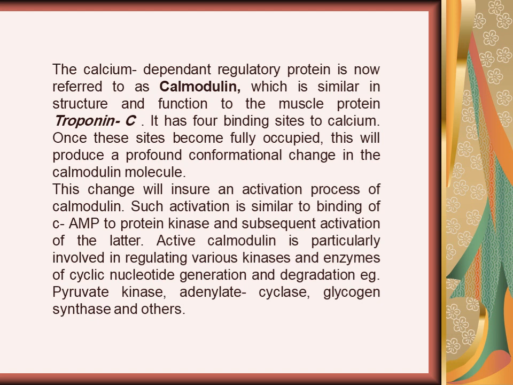Such activation is similar to the binding of cyclic AMP to protein kinase and subsequent activation of the latter. Active calmodulin is particularly involved in regulating various kinases and enzymes of cyclic nucleotide generation and degradation. Examples are pyruvate kinase, adenyl cyclase, glycogen synthetase, and others.